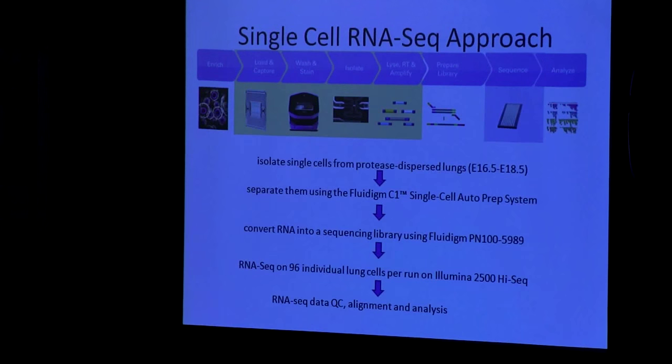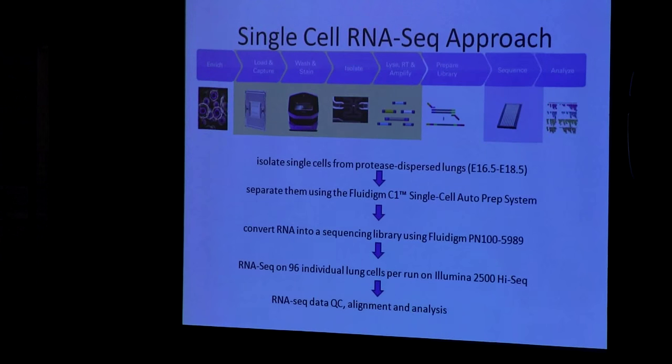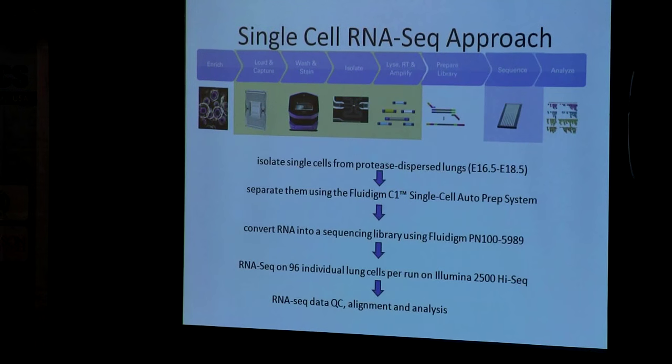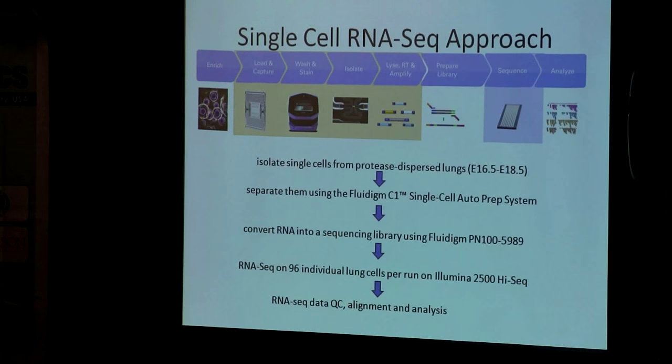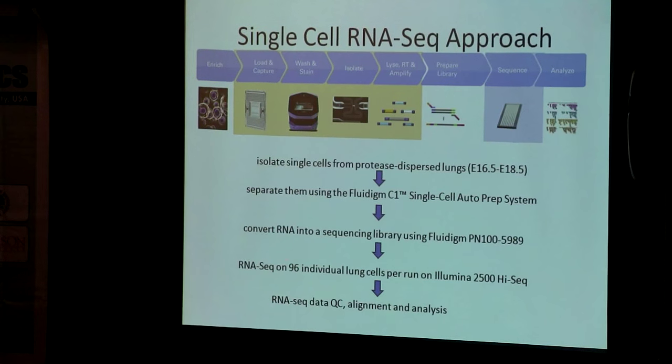The single-cell RNA-seq approach is briefly listed here. You isolate single cells from protease-dispersed lungs, and then you separate them using the Fluidigm C1 Auto Prep system and convert your RNA into a sequencing-ready library. Then you can sequence up to 96 individual cells per run on the Illumina HiSeq 2400. And our part is mostly the data analysis.